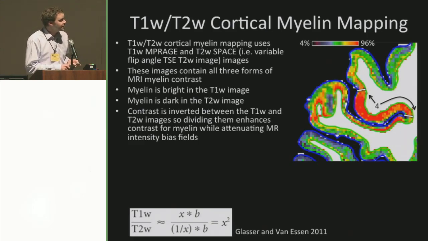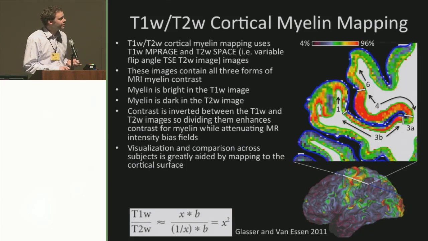For example, area 4 here is a very thick, heavily myelinated area. We see nice distinct boundaries. Area 6, premotor cortex, is in front of that. Here in the fundus is area 3a. Area 3b here is also heavily myelinated, but you can see it's much thinner. And then area 1 is behind that.